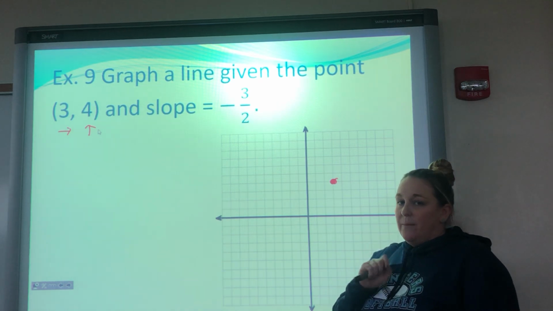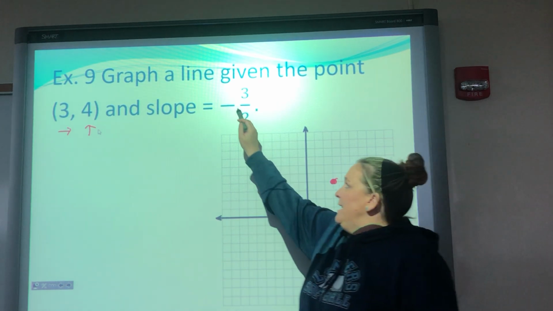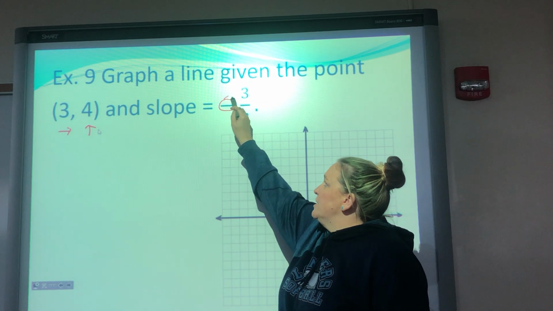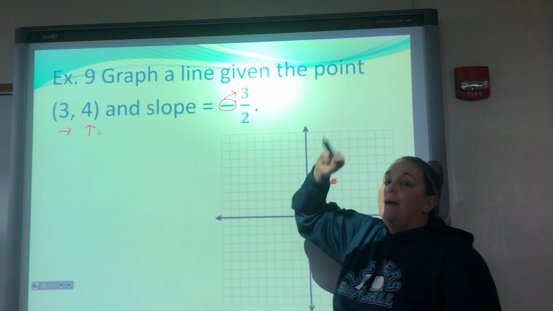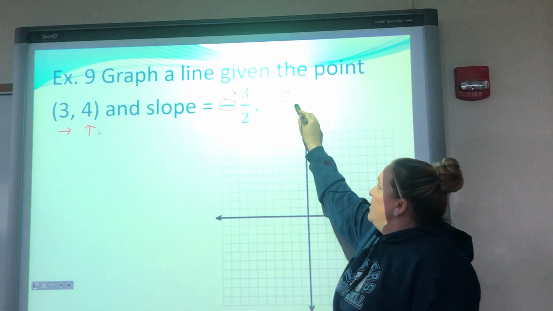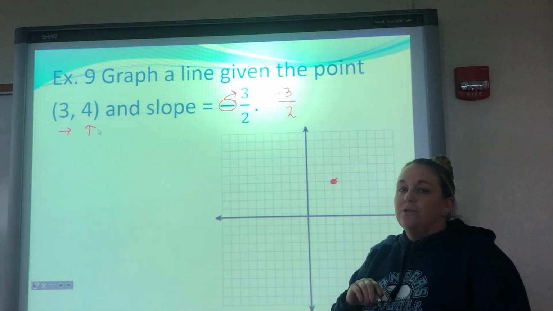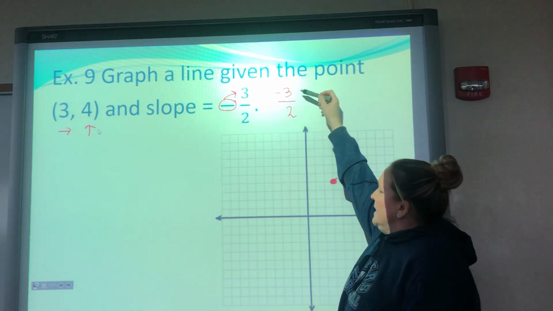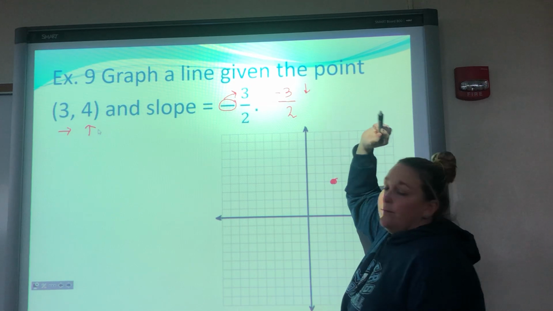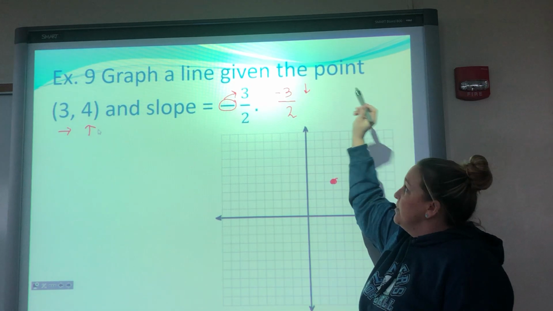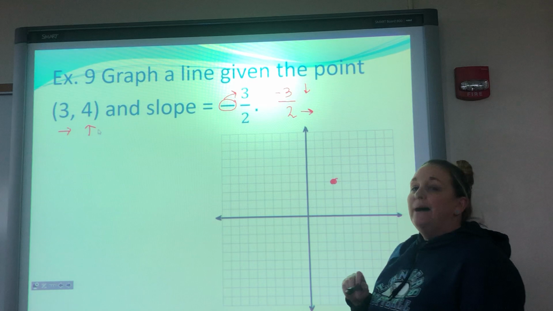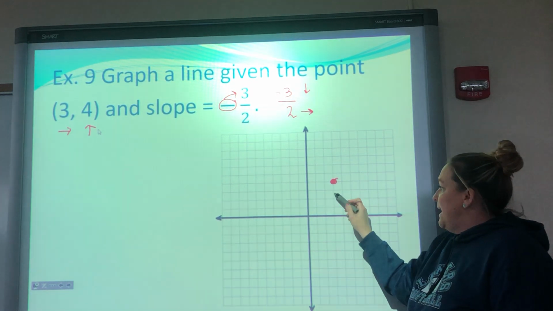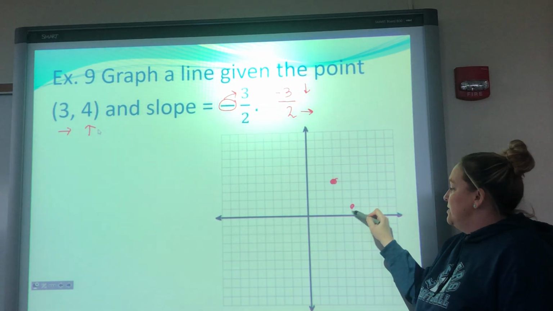We said, if you remember when we did these before, if there's a negative in the front, we're just going to throw it only on the top. So we're going to call this slope -3/2. So again, up or down, it's down because it's negative. Left or right, it's right because it's positive. So we're going down 3, to the right 2.